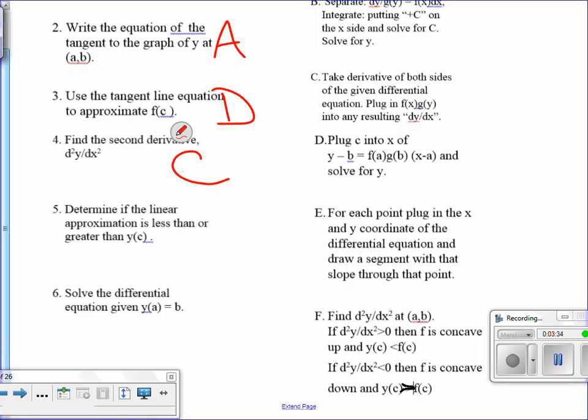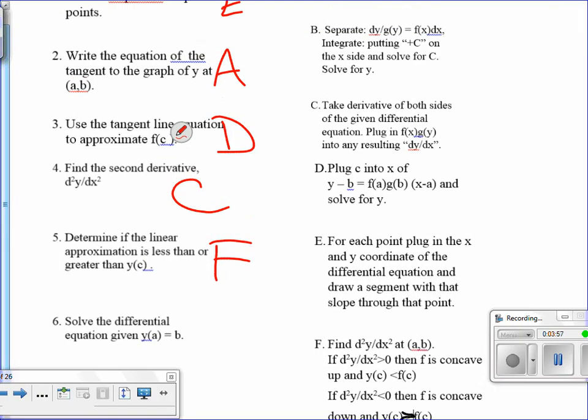Let's see. 5. Determine if the linear approximation is less than or greater than the actual. F. Right, I guess you're getting it. You could still mess up, you could say one of the other ones. Solve the differential equation. Just trying to make this more challenging. Yeah, you've got to separate the x's and the y's, integrate, putting the plus c on the x side, solve for c, and then solve for y. Okay. So that's pretty fresh, so I think you guys are pretty good with that.